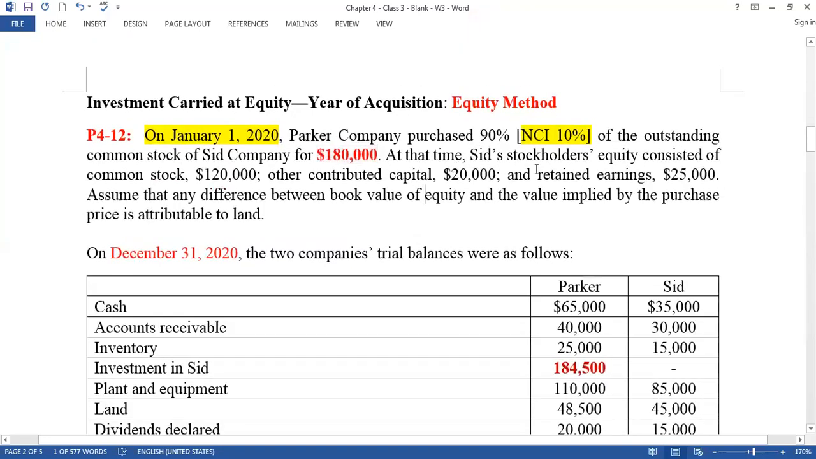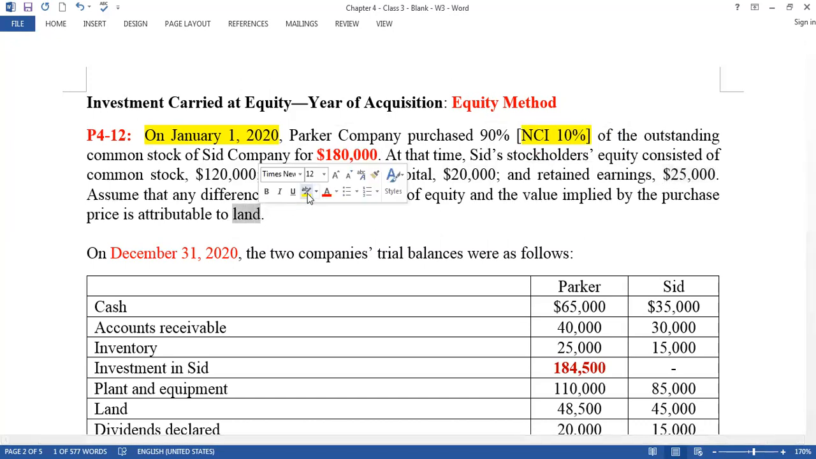Anyway, at the time, the subsidiary company's stockholders' equity consists of common stock $120,000, other contributed capital $20,000, and retained earnings $25,000. So we know the initial investment on January 1st, and we know the book value of the subsidiary: 120,000 for common stock, 20,000 for additional paid-in capital, and retained earnings $25,000. And if there is any difference between the market price and the book value, that means any difference between implied value and book value, we are going to allocate this to the land account.